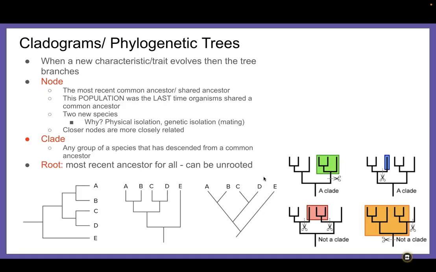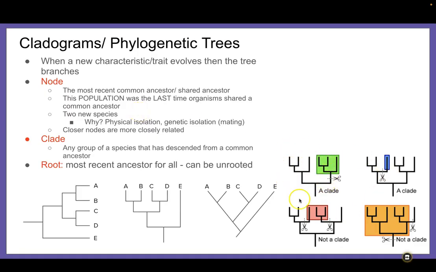So when we see a new characteristic or trait that evolves in our tree, we're going to have branches. And that branch comes from something called a node. And that node is going to tell us the most recent common ancestor or shared ancestor. This is the population, the last time organisms shared a common ancestor. Okay, remember, it's not single individuals we're looking at here. We're looking at whole populations of when things branched off from one another.